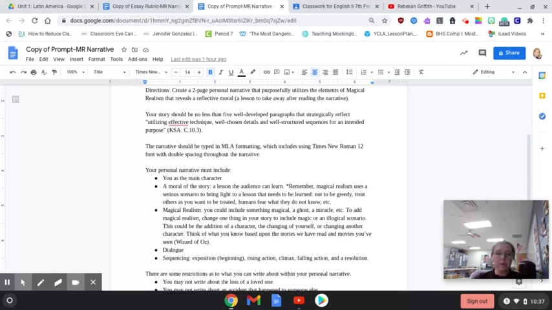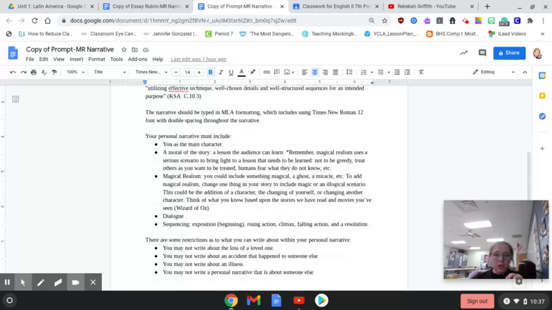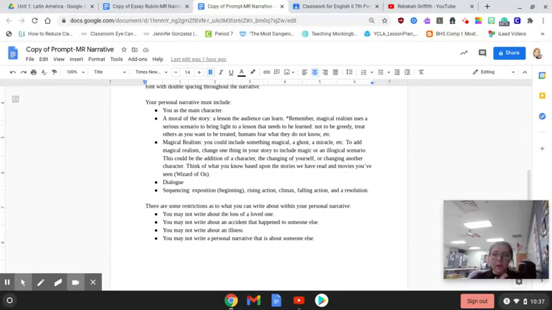narratives in the past. There are some restrictions as to what you can write about within a personal narrative, or within the narrative if you choose. You may not write about the loss of a loved one, because if you write about the loss of a loved one, then the narrative becomes about something else. What is the lesson? Maybe that you should have valued your time with them more, but really you're just writing about how sad you are. There's not necessarily a lesson learned, so we're going to steer clear of the loss of a loved one.